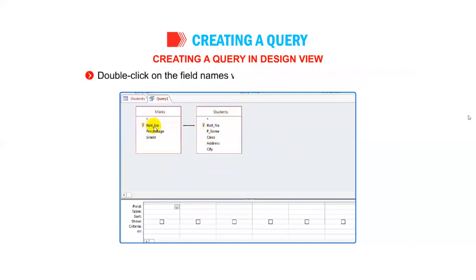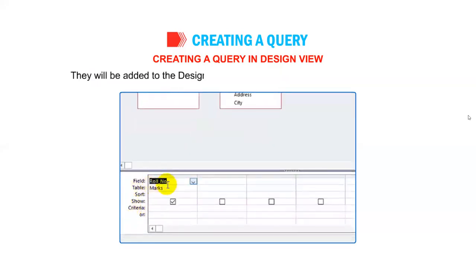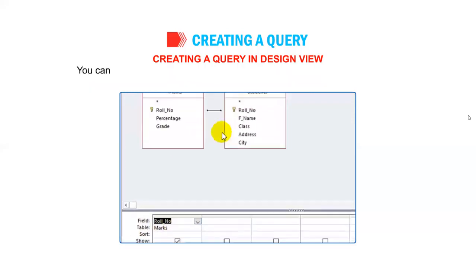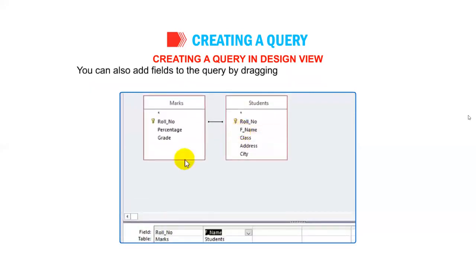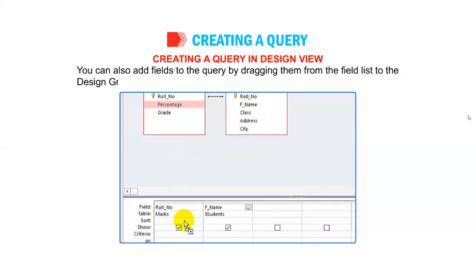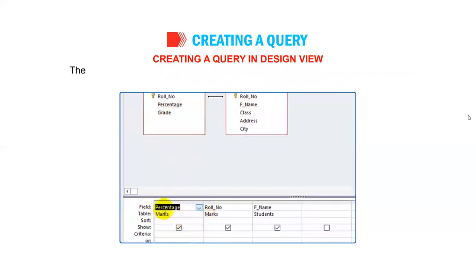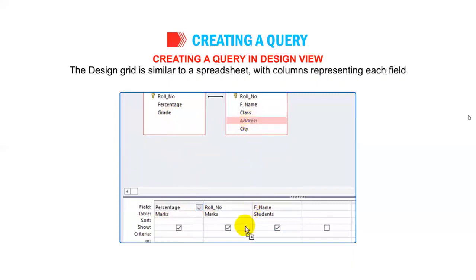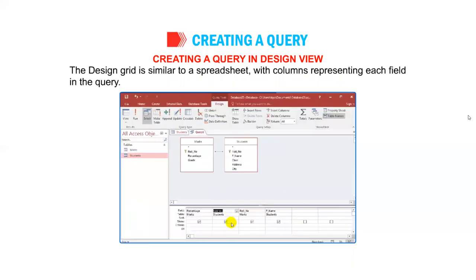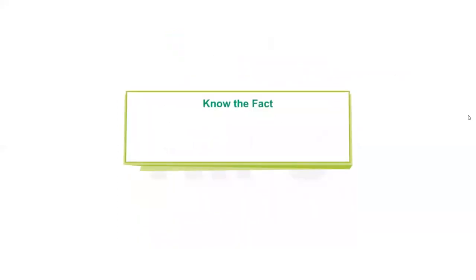Double-click on the field names which you want to add in the query. They will be added to the Design Grid, the bottom section of the query window. You can also add fields to the query by dragging them from the field list to the Design Grid. The Design Grid is similar to a spreadsheet, with columns representing each field in the query. Okay students, know the fact.